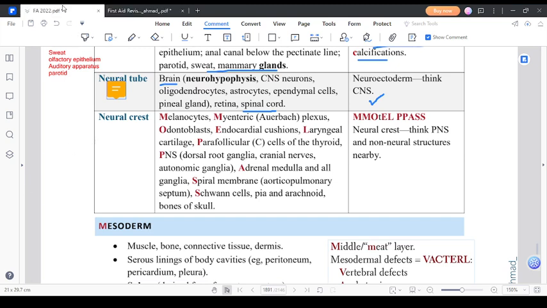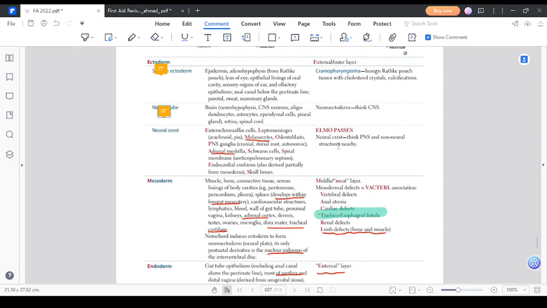This is important: the neural crest. What is the mnemonic for that? It is ELMOPASSES. They have written it like that, and Dr. Nandan had a better mnemonic. I don't remember it right now. It was like mortar and something. So ELMOPASSES, what does that mean?